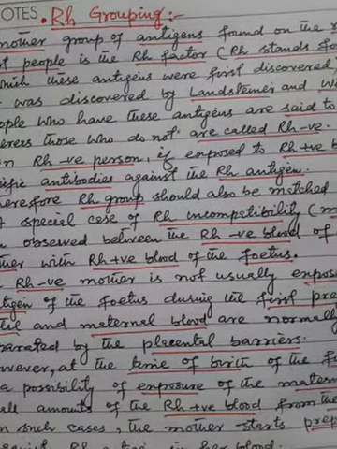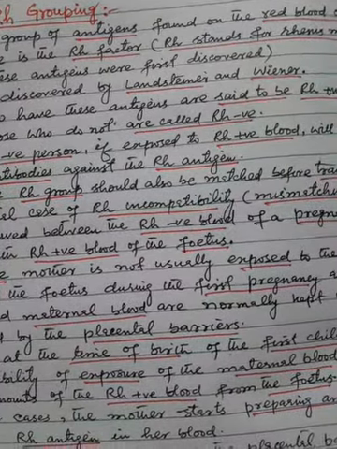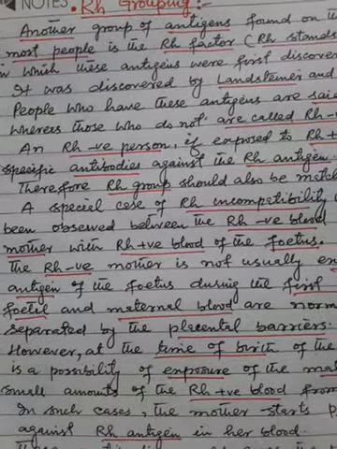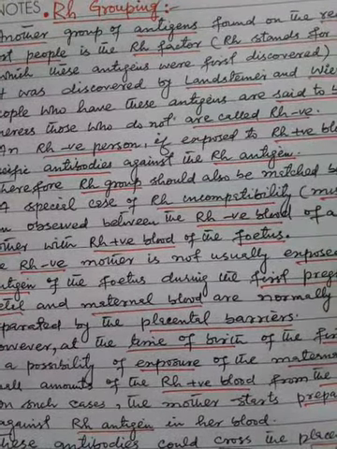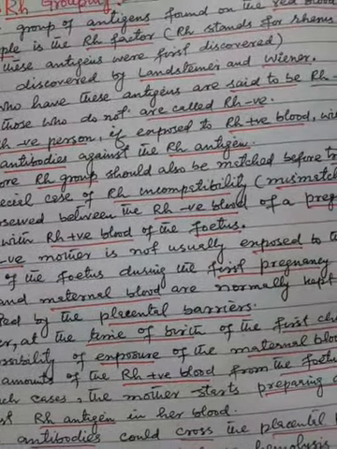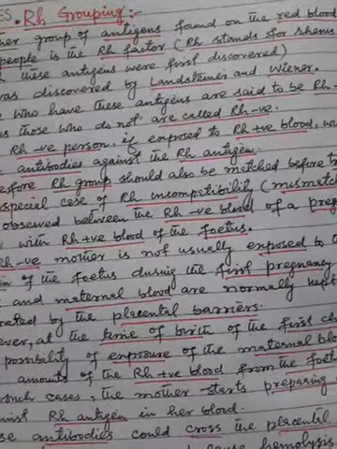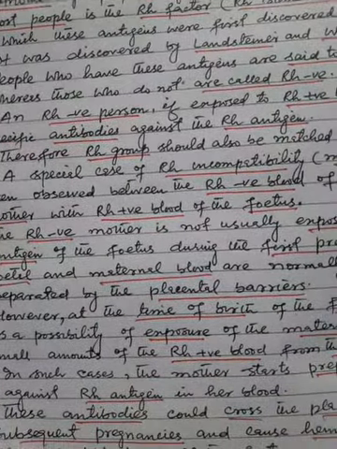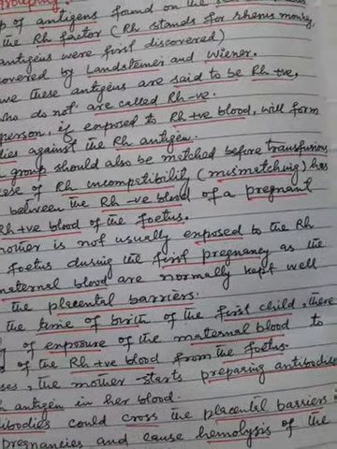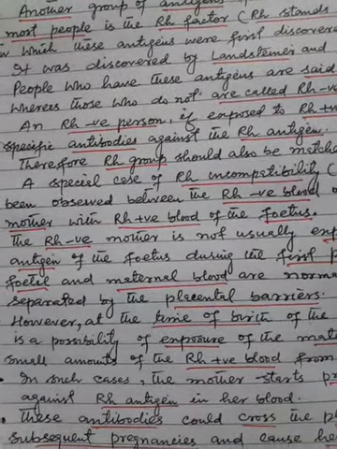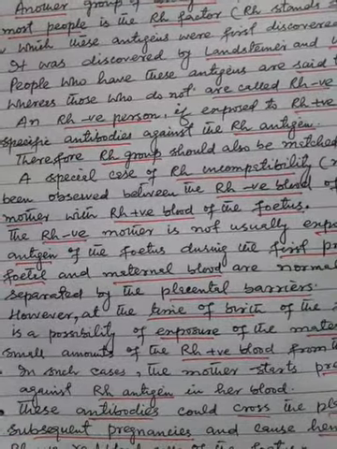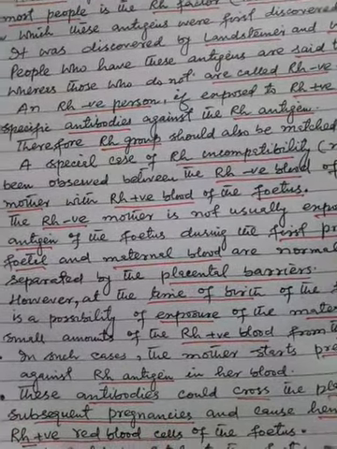An Rh negative person, if exposed to Rh positive blood, will form specific antibodies against the Rh antigen. Therefore, the Rh group should also be matched before transfusions. A special case of Rh incompatibility, that is mismatching, has been observed between the Rh negative blood of a pregnant mother with the Rh positive blood of the fetus.